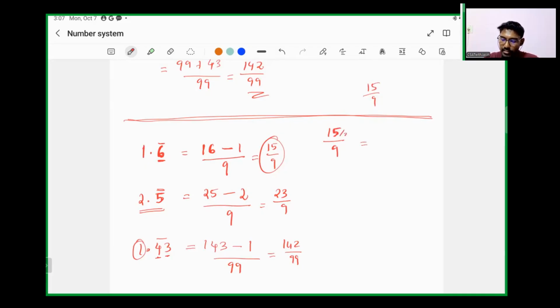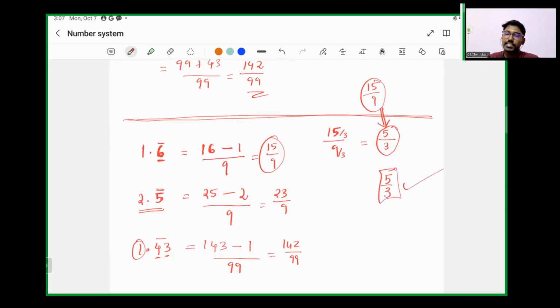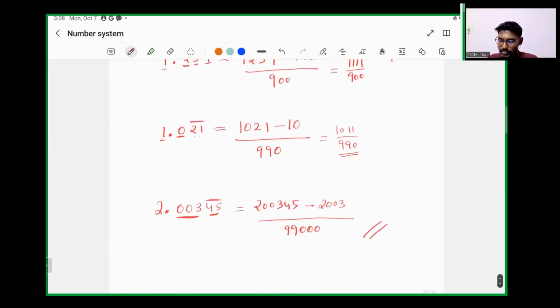So if you cancel by 3 here, 15 by 3 becomes 5. If you cancel 3 here, 9 by 3 becomes 3. So you are getting 5 by 3. So 15 by 9 is actually the same as 5 by 3. So in the options, you will be seeing only 5 by 3. So 5 by 3 is the answer. Also remember this, because you will get 15 by 9, then you will be thinking, oh, 15 by 9 is not there in the options. What will I do? Normally, you will be getting the smallest form of that fraction in the options. So that also you remember. If there is a possibility to cancel out, you cancel out. Okay. So that is the thing.